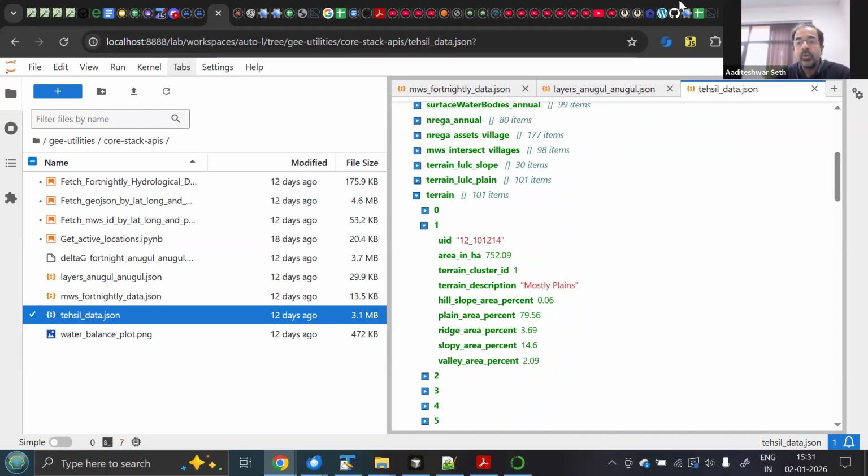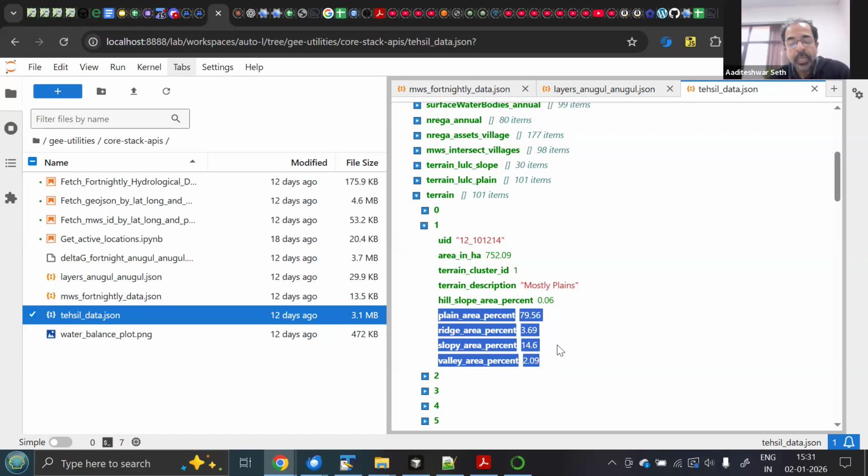So now you can say, okay, find me other microwatersheds which are kind of similar. You can think about creating a distance function where you're basically saying percent area in this microwatershed under plain minus percent area in the other microwatershed which is plain. And similarly, difference in ridge, difference in slopes. You can then come up with a score for any microwatershed, which other microwatersheds have a similar terrain.